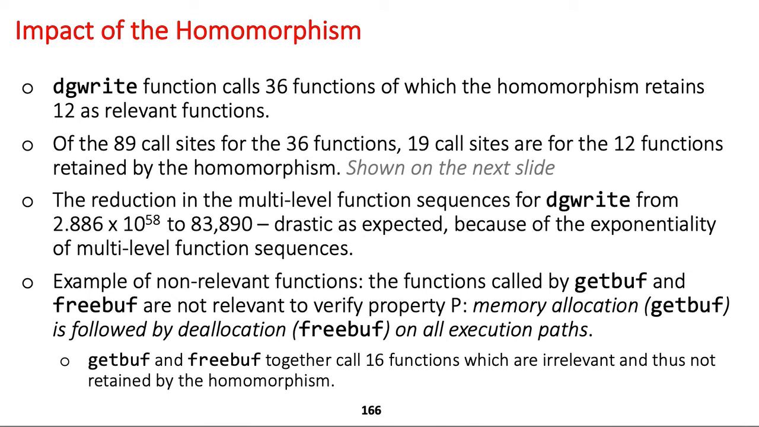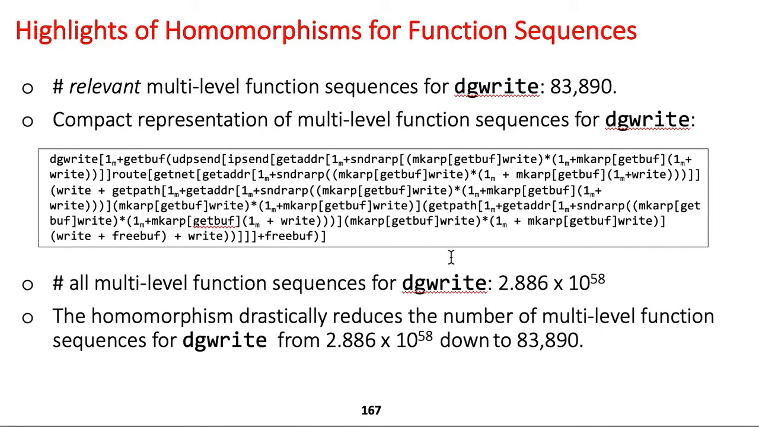The DG write calls 36 functions, of which the homomorphism retains 12 as relevant functions. The 36 functions have altogether 89 call sites, of which 19 call sites are for the relevant functions, which are taken into account by the homomorphism. And the net result is pretty significant. From 10 to the power 58 function sequences, we go to 83,890 function sequences, and we get this compact expression for the multi-level function sequences for DG write.